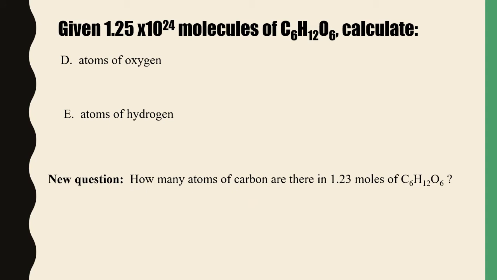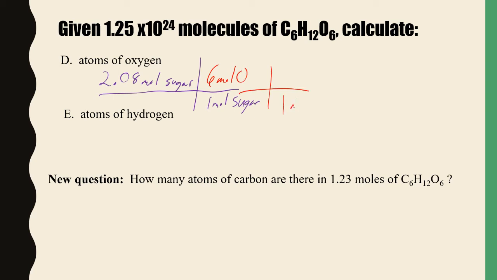Yeah, it is. So atoms of oxygen, we're going to stick with moles, so we're going to stick with our 2.08 moles of sugar. And then we're going to convert that to, for every 1 mole of sugar, there are 6 moles of oxygen. And then 1 mole of oxygen has 6.02 times 10 to the 23rd atoms. So that'll give you your atoms of oxygen, which is 7.5 times 10 to the 24th.